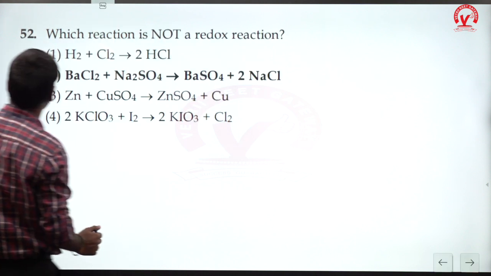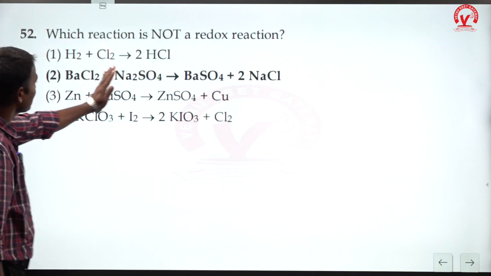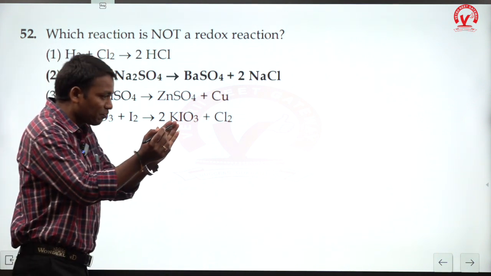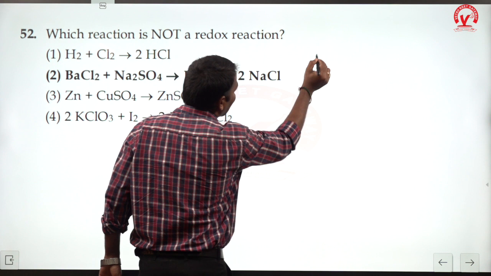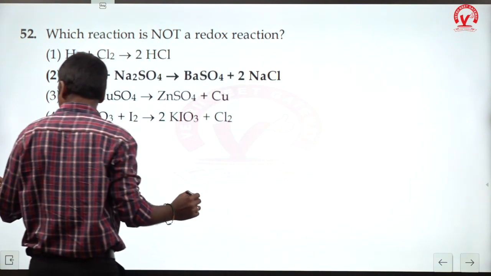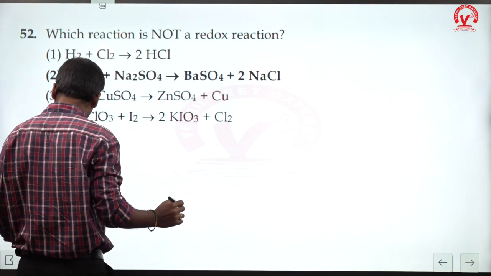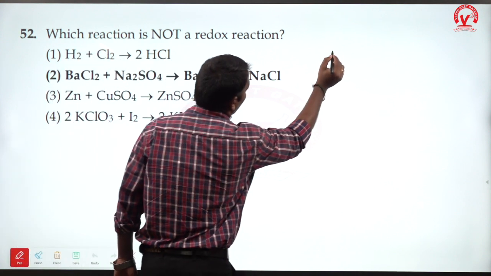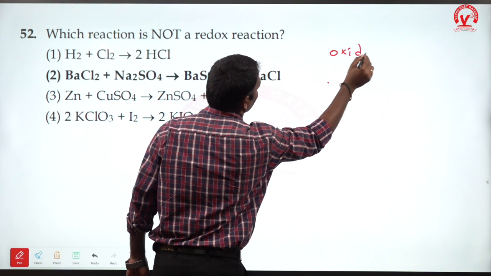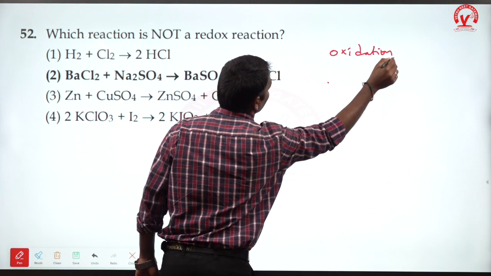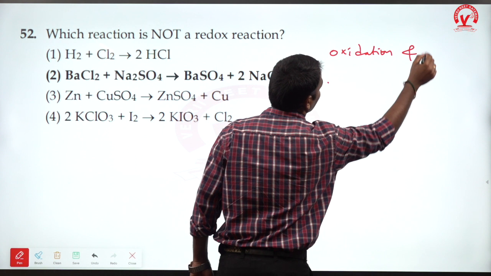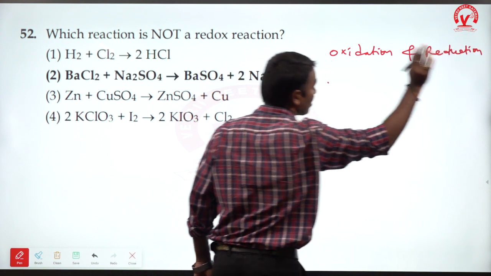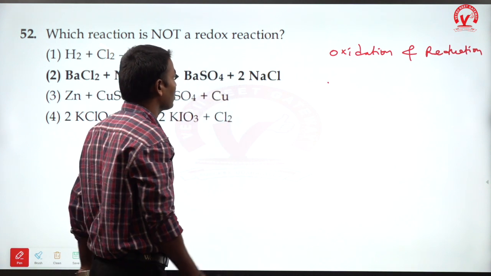Question number 52. Which reaction is not a redox reaction? A redox reaction is nothing but oxidation and reduction taking place simultaneously in one single reaction.